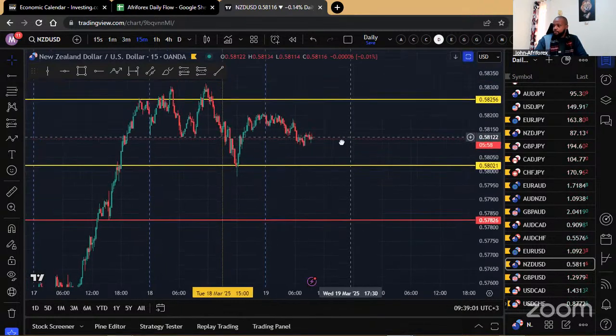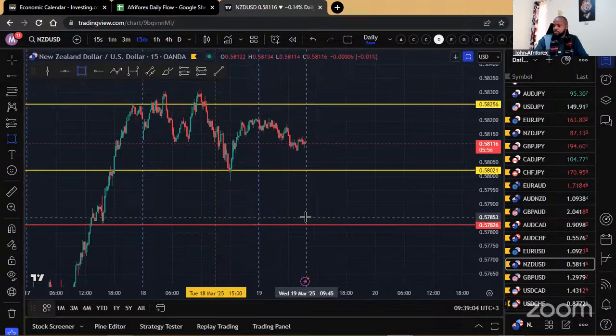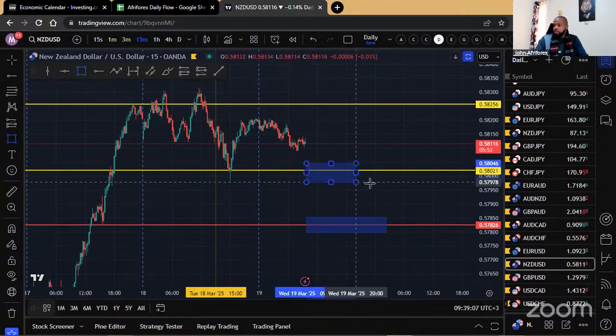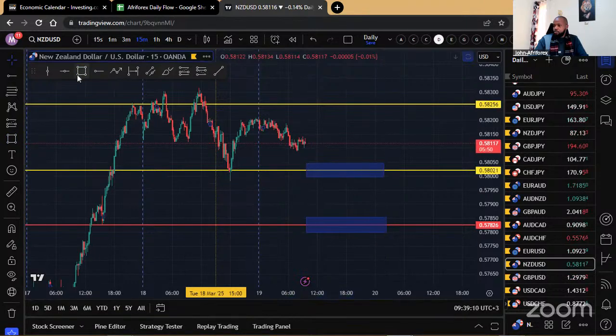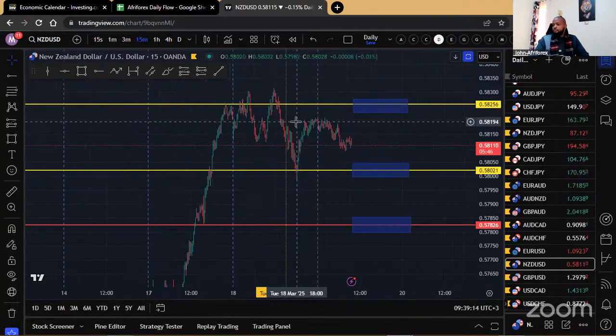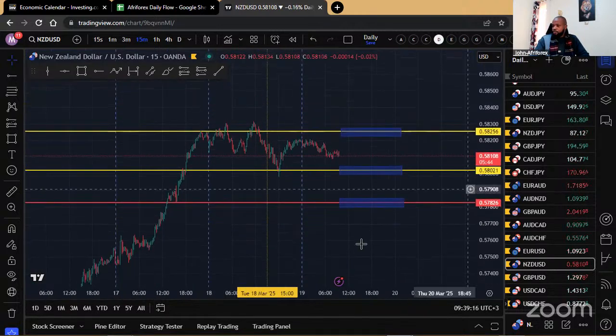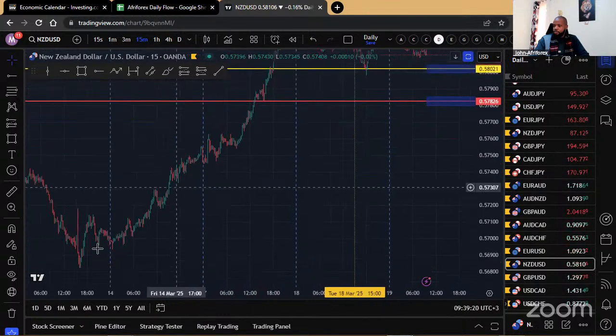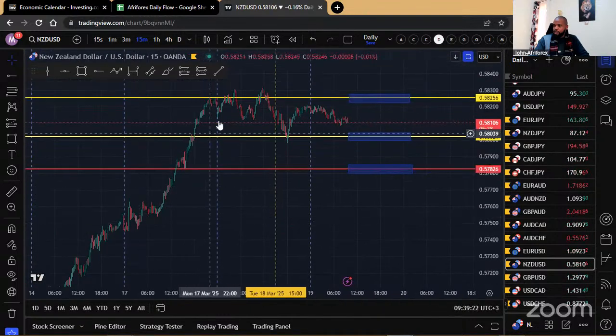So for this one, also a new entrant on our watch list. So we will be trying to see whether we could get some buying opportunities. So watch out for these three areas right here. So the NZDs have been very strong the last couple of days. Consider this one has generally been going up all the way from Friday, the whole of Monday.